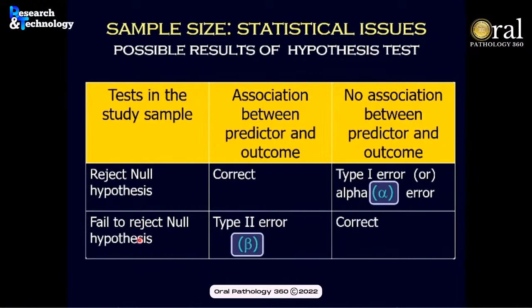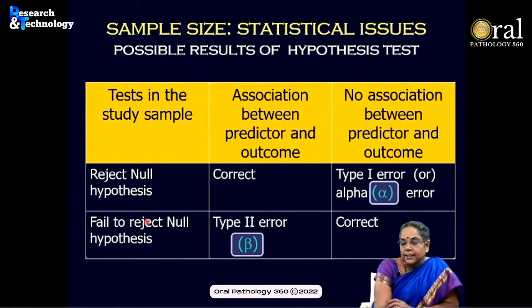Now let us come to this situation. Fail to reject the null hypothesis. That is, you're actually accepting the null hypothesis. Now, if the reality in the world is that there is no association between the predictor and the outcome, that is the null hypothesis, that is, the probiotics do not influence the prevalence of the oral candida, then my study results are correct and there's nothing for me to worry about.